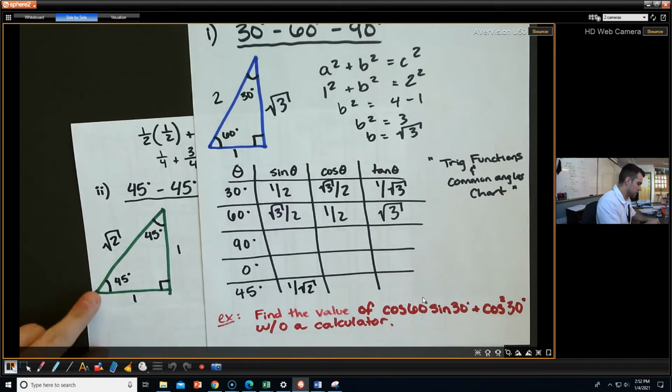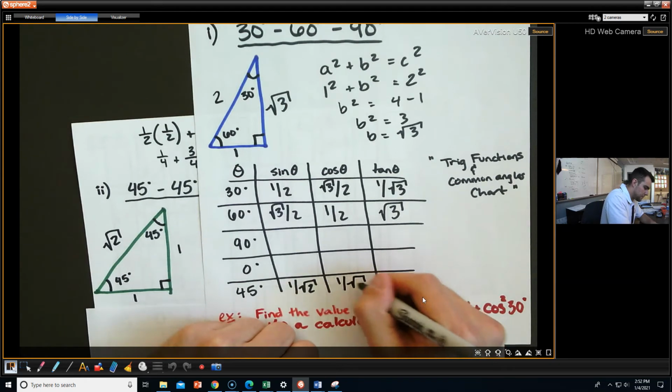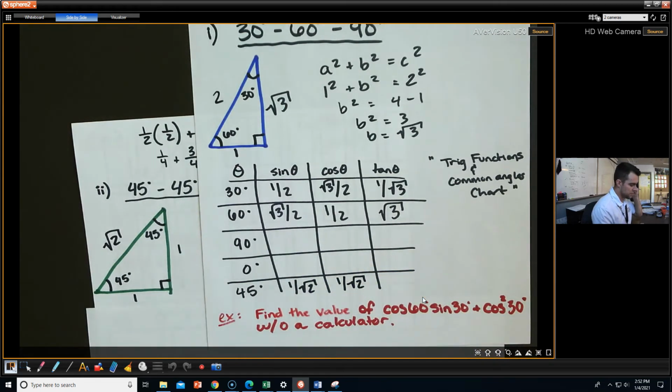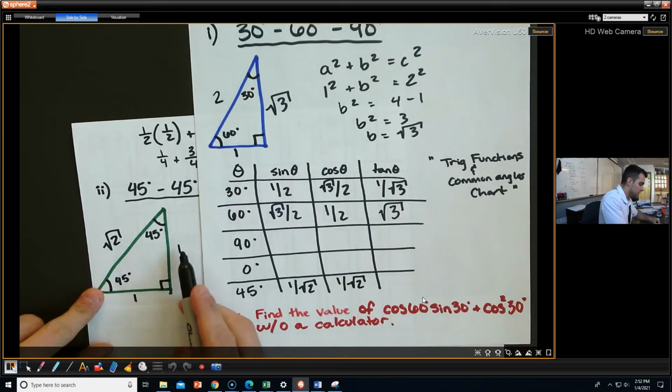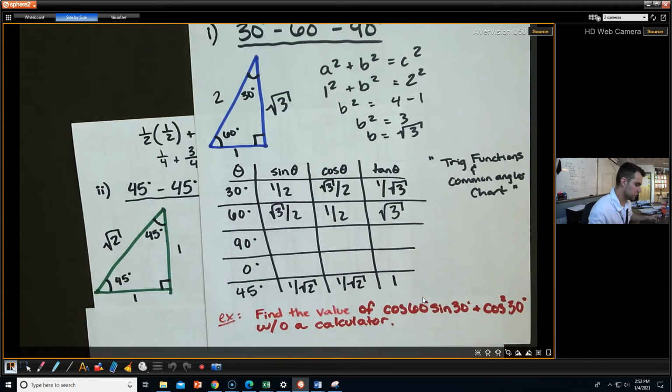And then we could do cosine of that. Well, that's adjacent over hypotenuse. It's the exact same thing, 1 over square root of 2. And then finally, tangent is going to be opposite over adjacent, 1 over 1, which is 1. Which is pretty nice. That's actually the nicest one out of all of them so far.